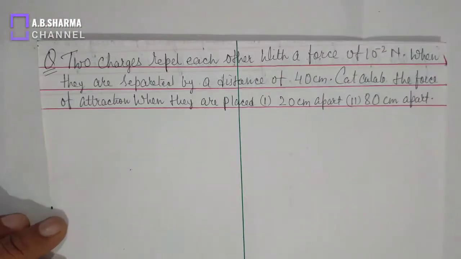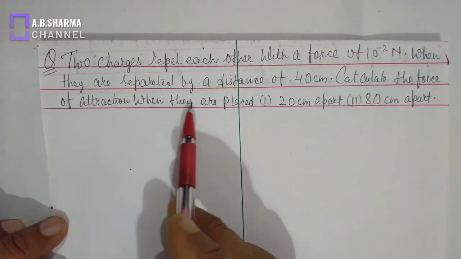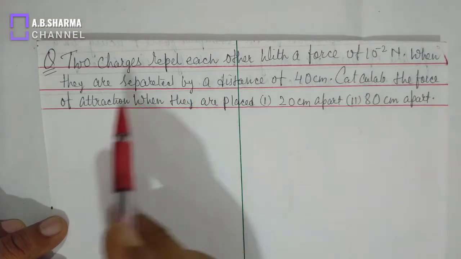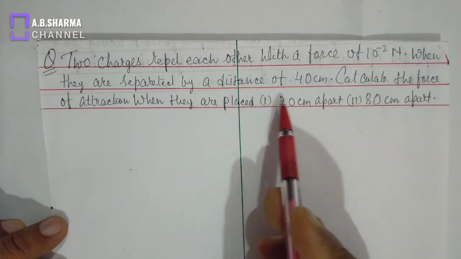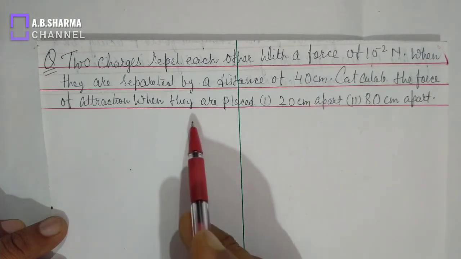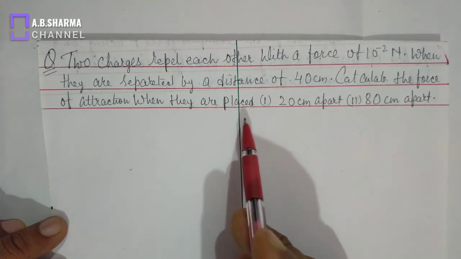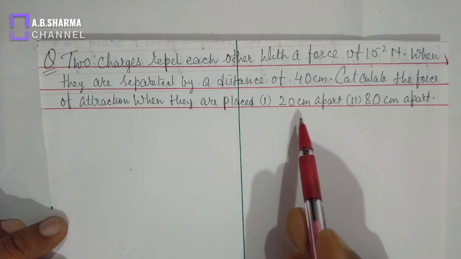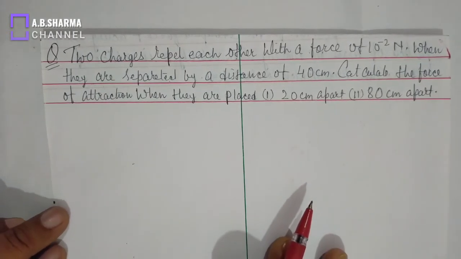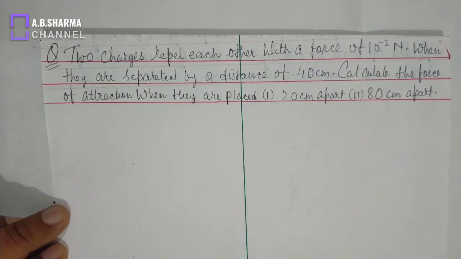The next question is that two charges repel each other with a force of 10 to the power minus 2 Newton when they are separated by a distance of 40 centimeter. Calculate the force of attraction between them when they are placed 20 centimeter apart and then 80 centimeter apart. Solve this question. It is a very simple question. First try to solve it by yourself, then see the explanation.